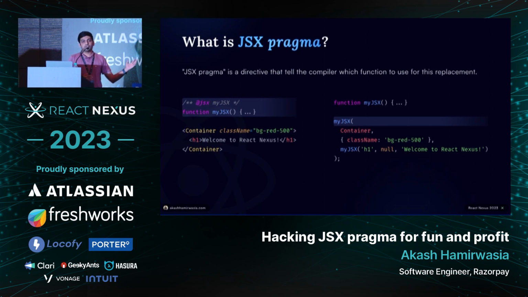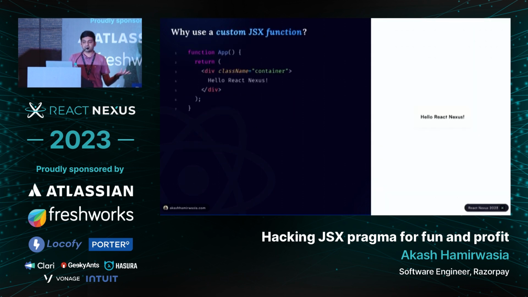Instead of calling React.createElement, it's now calling the myJSX function as I told it to do. And the transformation is still the same, the context is still there, just the function that it's calling has changed. So looking at this, you might be wondering, well, why do we even need a custom JSX function?